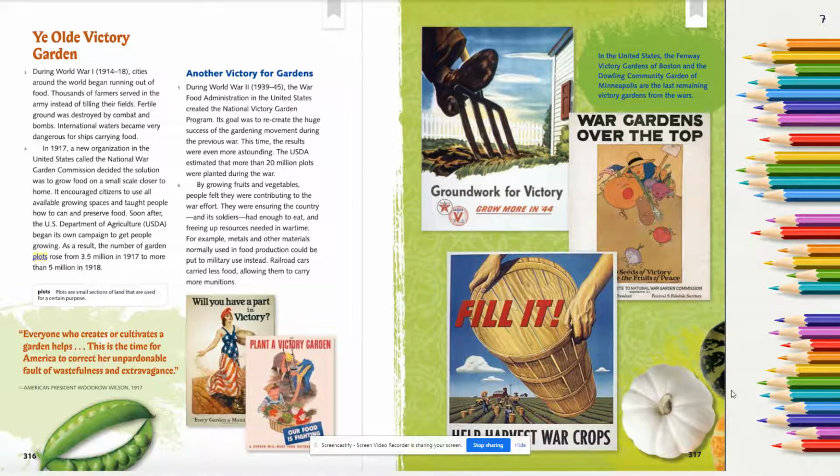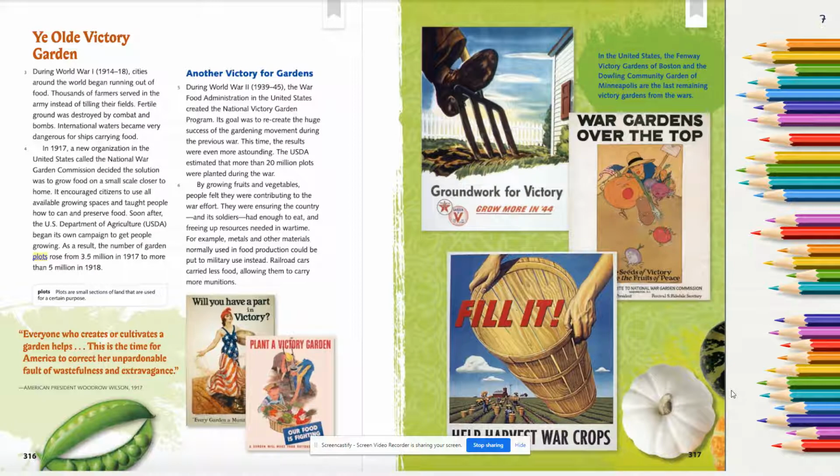In 1917, a new organization in the United States called the National War Garden Commission decided the solution was to grow food on a small scale closer to home. It encouraged citizens to use all available growing spaces and taught people how to can and preserve food. Soon after, the U.S. Department of Agriculture began its own campaign to get people growing. As a result, the number of garden plots rose from 3.5 million in 1917 to more than 5 million in 1918.